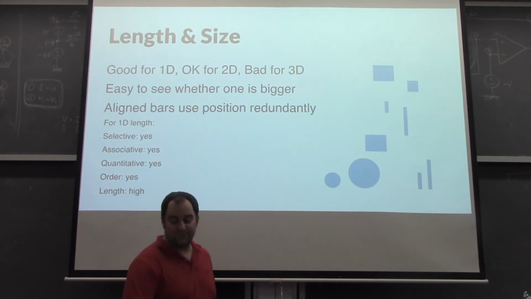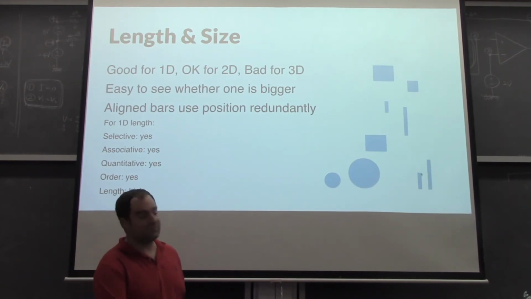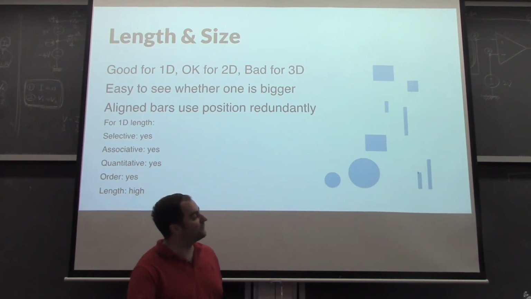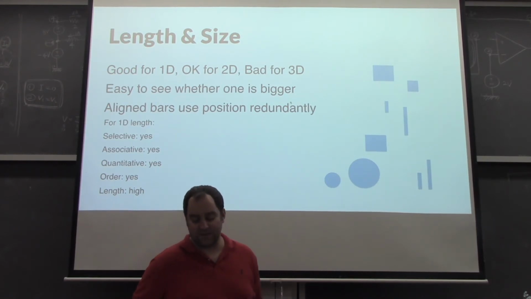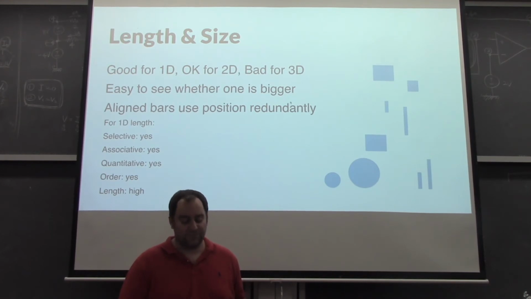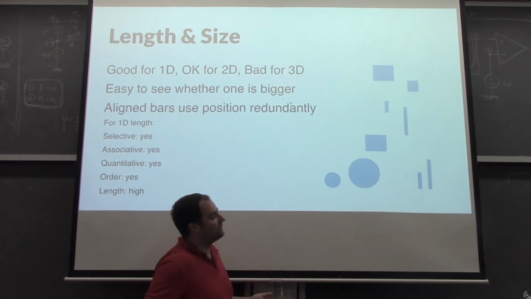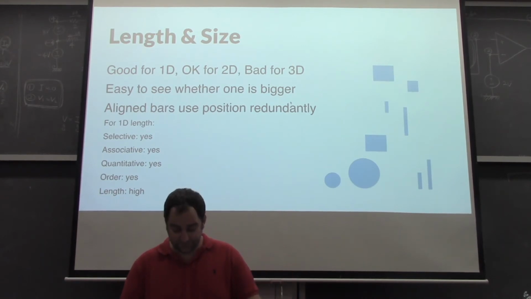Aligned bars, as I already mentioned, use position redundantly, so it's easier for us to make a comparison between those two, because here we're using position, than between those two, because they're not aligned, and so we only have to rely on our perception of the length. They are selective, they're associative, they're quantitative, they're ordered, and we have a pretty high length. So they are generally a good visual variable.